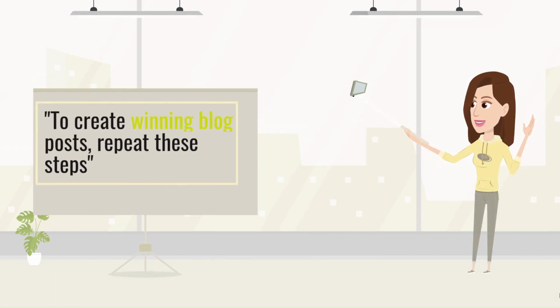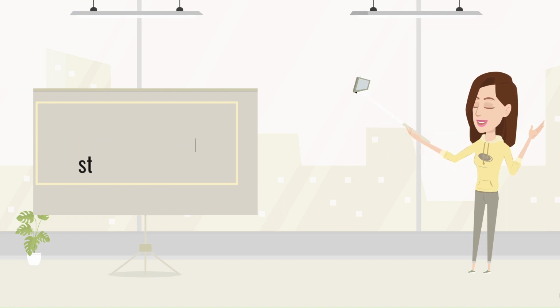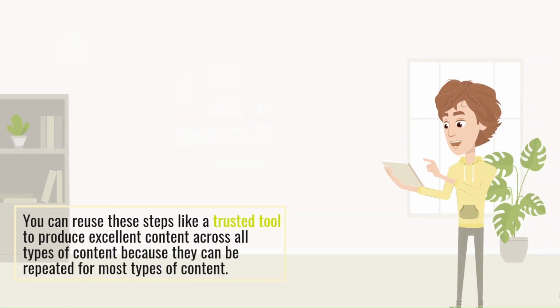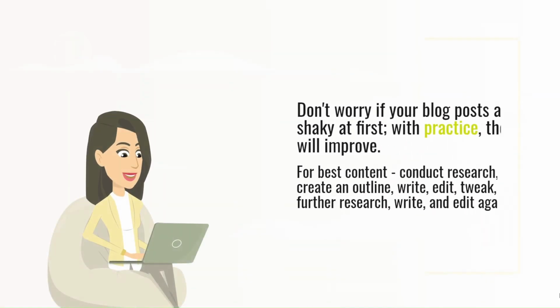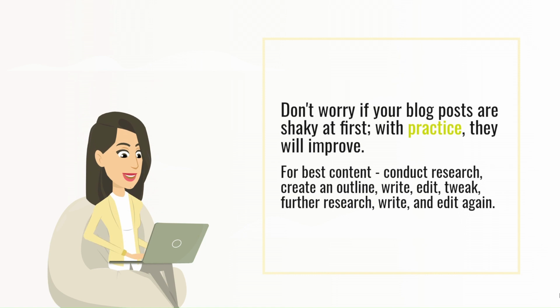To create winning blog posts, repeat these steps. You can reuse these steps like a trusted tool to produce excellent content across all types of content because they can be repeated for most types of content. Don't worry if your blog posts are shaky at first, with practice, they will improve. For best content, conduct research, create an outline, write, edit, tweak, further research, write, and edit again.